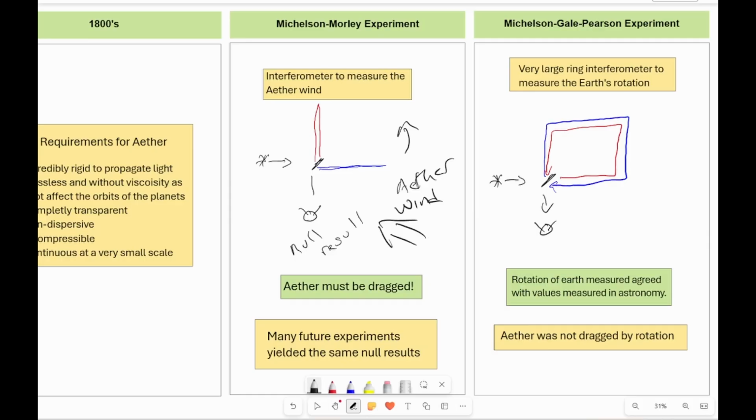So basically, Aether was not being dragged according to this experiment. So this is a problem. We got two conflicting results.